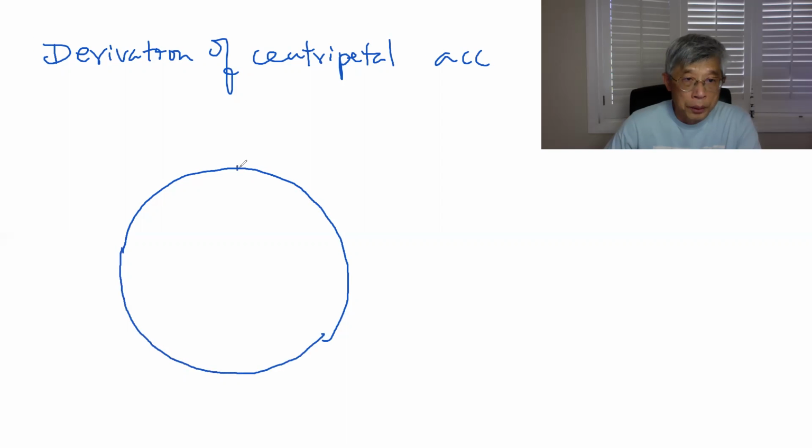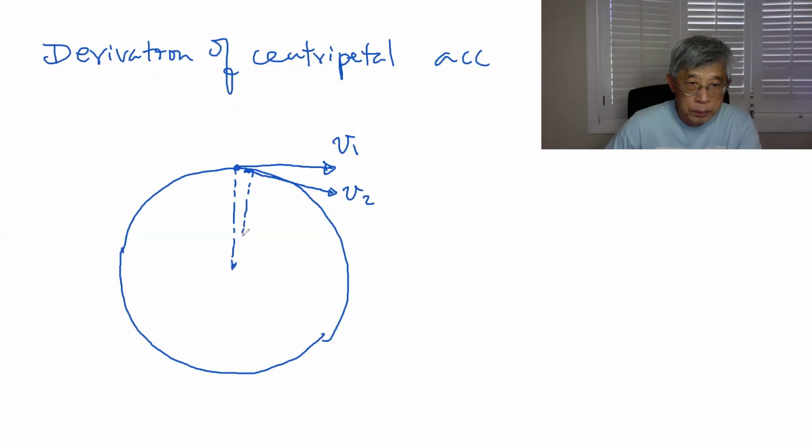Now we're going to look at two points. So one point here, let's say it's going this way. I'm going to call that V1. And then at a later time, this one here is going to be V2. And then we're going to draw the triangle here. We're going to call this angle theta. And this is the radius, that's the radius.